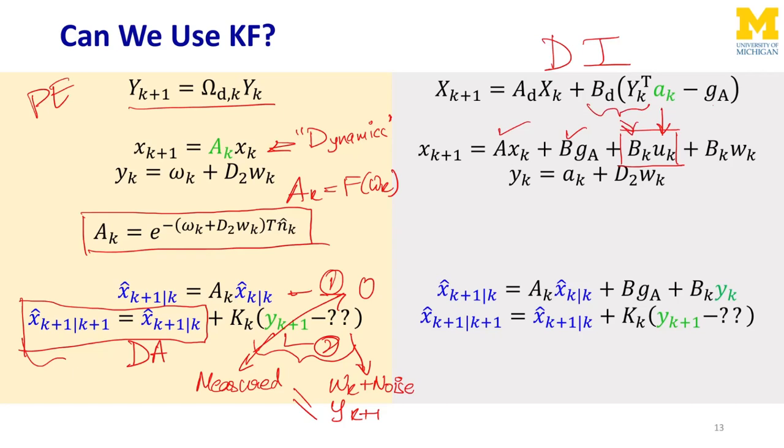And since we might have errors in a_k, well, we actually do have errors in the accelerometer measurement, we're going to have this term B_k times w_k. In this case, the output again is the accelerometer, which is corrupted by noise, so a_k plus D_2 times w_k. w_k is the white noise. And as before, we are going to construct the physics update, which takes the posterior and produces the prior. It's going to include the original dynamics, the constant input, and the measured input.